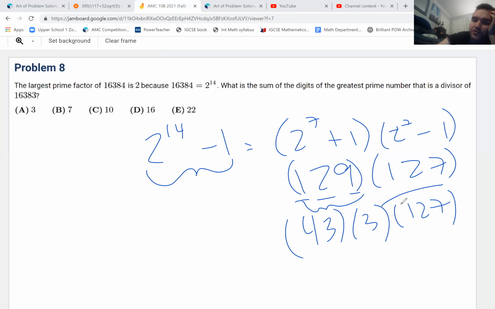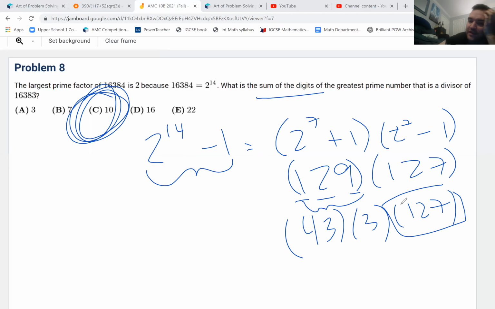So therefore 127 is the greatest prime factor of that number, but it wants the sum of the digits. 1 plus 2 plus 7 is 10. So the answer for number 8 is C, 10. Again, that's another tricky problem of having to recognize if a number is prime or not, which definitely is not always easy. So that can be a little bit tricky.